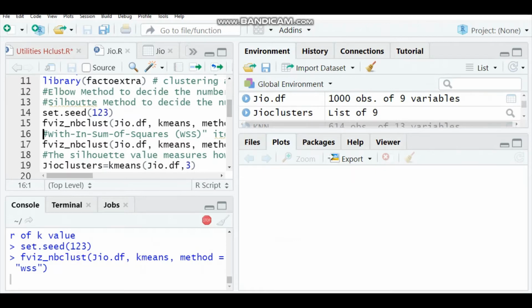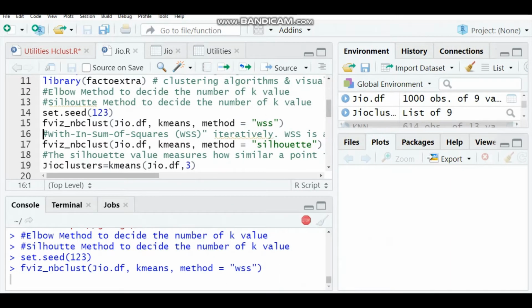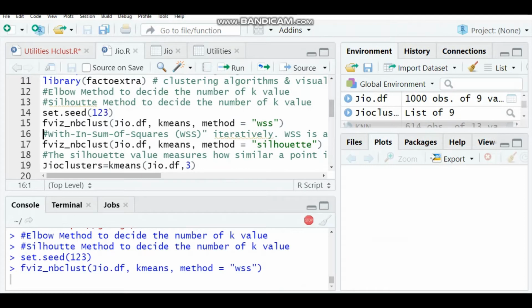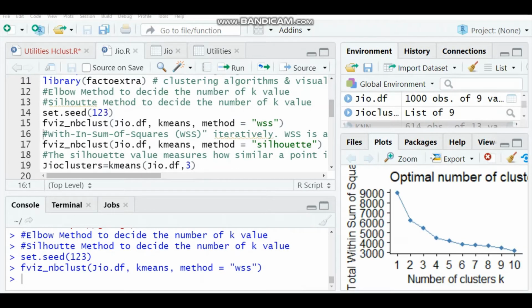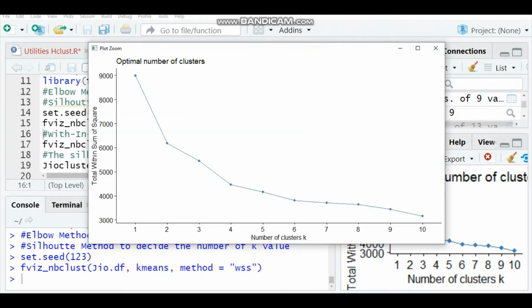So you will get a plot, so you have to look at the plot. It is running and the plot has appeared, and you can press the zoom button and cross check with the data set, and you can look at here. Now, how to identify the k value?